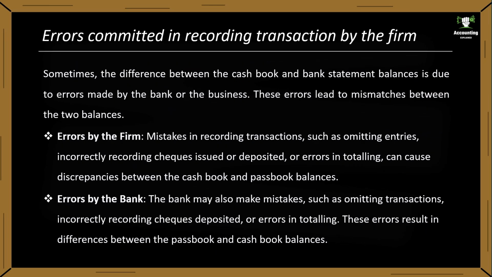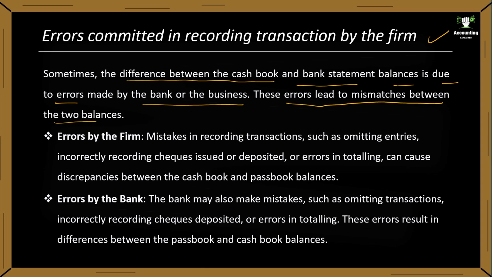Next is errors committed in recording transactions. Till now we saw timing differences by the bank. Now we will see the errors. Sometimes the difference between the cash book and the bank statement balances is due to errors made by the bank or the business. These errors lead to mismatches between the two balances.